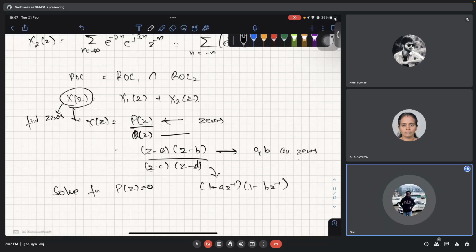Once you get the numerator, you just need to solve the equation, then you will get the zeros for the system. That is what the question is: find the value of z naught for which x of z equals 0, which means it is a zero of the system. You need to find the zeros for the system.